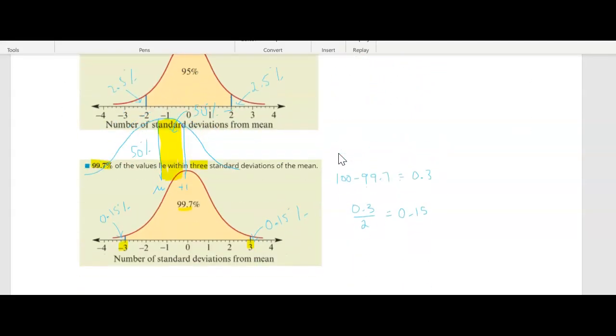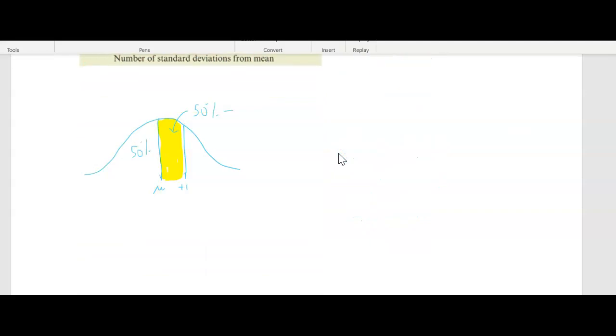You can see it's 16%. So it's very strange, isn't it? So 50%. So the whole right side minus this 16% here will leave us with that. So what is that? 34%.